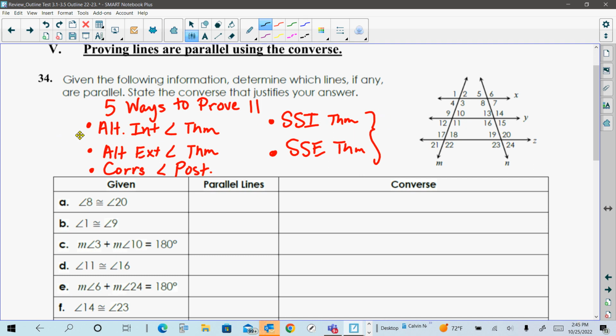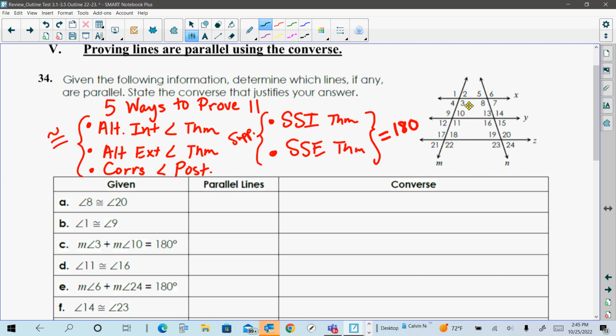That's the same thing as consecutive. What we need to remember is that these three, anything alternate and corresponding, are congruent. So I'm looking for congruent relationships. Same side interior and same side exterior are the ones that are supplementary, which means I need to have them equal to 180. So all we're going to do on this section is determine which lines, if any, are parallel, and then state the converse. I just need to state one of the 5 ways.